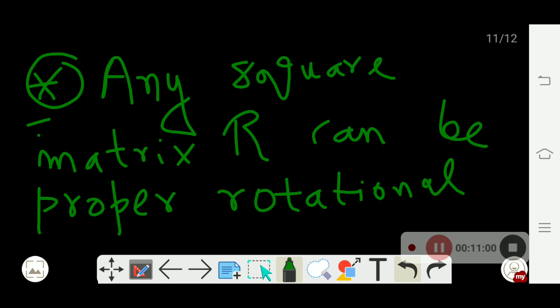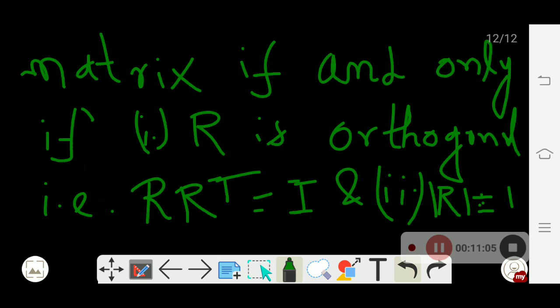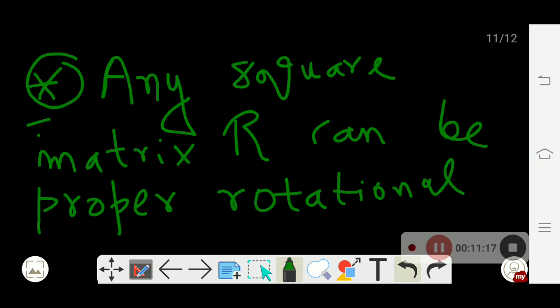Make a rectification of this thing. You can find it in some test series. Any square matrix, let me pause the video and write, that will save time for both of us. The statement says any square matrix R can be a proper rotational matrix if and only if R is orthogonal and mod of R is equal to 1. Okay, this is the statement. I can make you understand this.